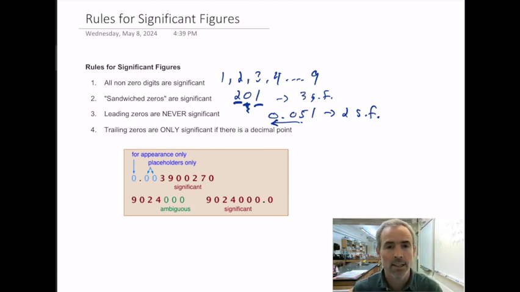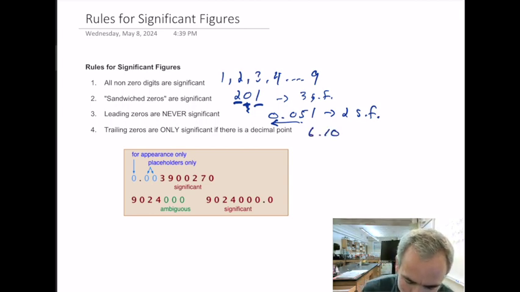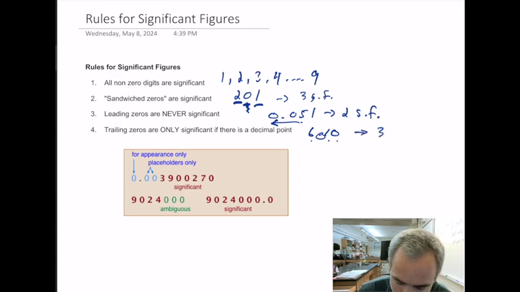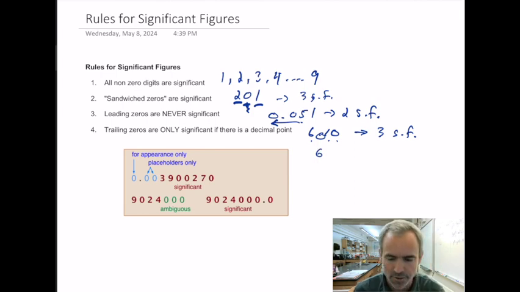Lastly, the last place the zero could be would be behind, or we call that a trailing zero. Trailing zeros are only significant if there's a decimal point in the number. So let's look at, for example, 6.10. That 0 is significant because it has a decimal point in the number. So notice the 6 and the 1 are significant. That 0 is because of that decimal point.